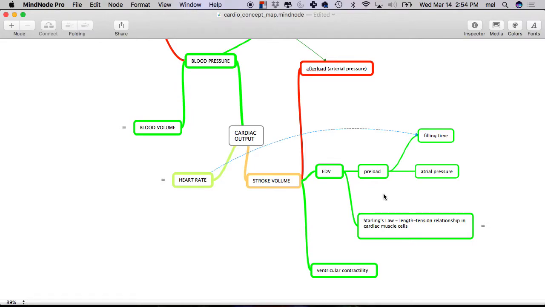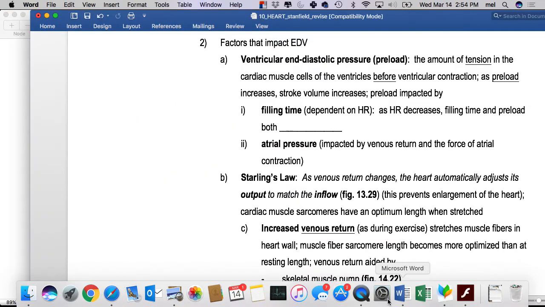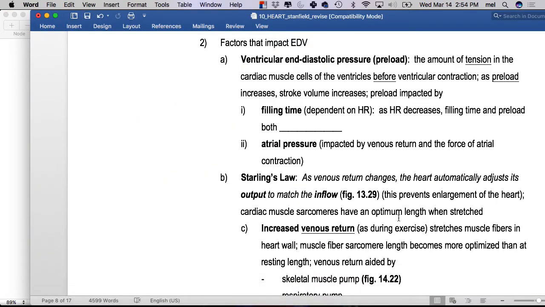Okay, all right. So the last thing that is going to impact EDV right here is going to be Starling's Law. And Starling's Law I totally think is cool. Starling's Law says that this is what is true about your heart. Your cardiac muscles, sarcomeres, contract better, have better cross-bridge cycling when they are stretched. So your heart, unlike a skeletal muscle, will actually contract better and have better access to cross-bridge cycling when it's stretched. Let me show you why.